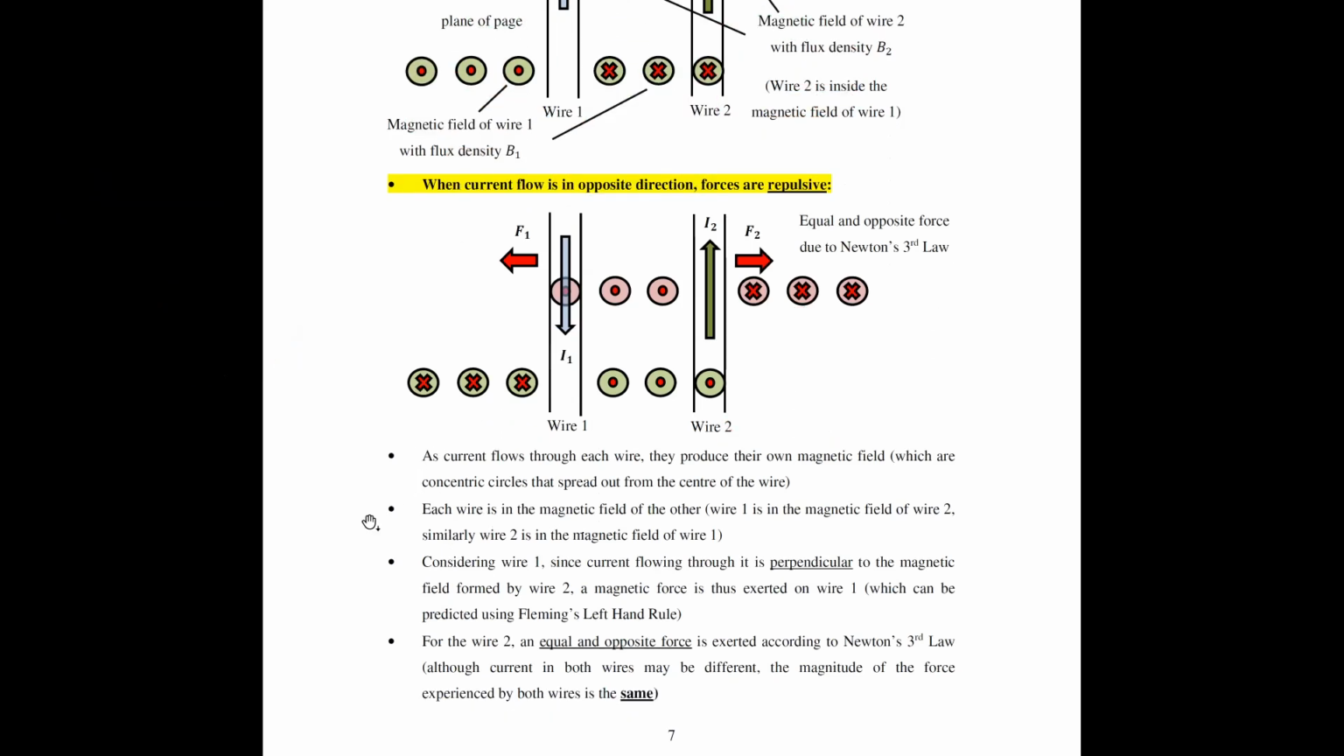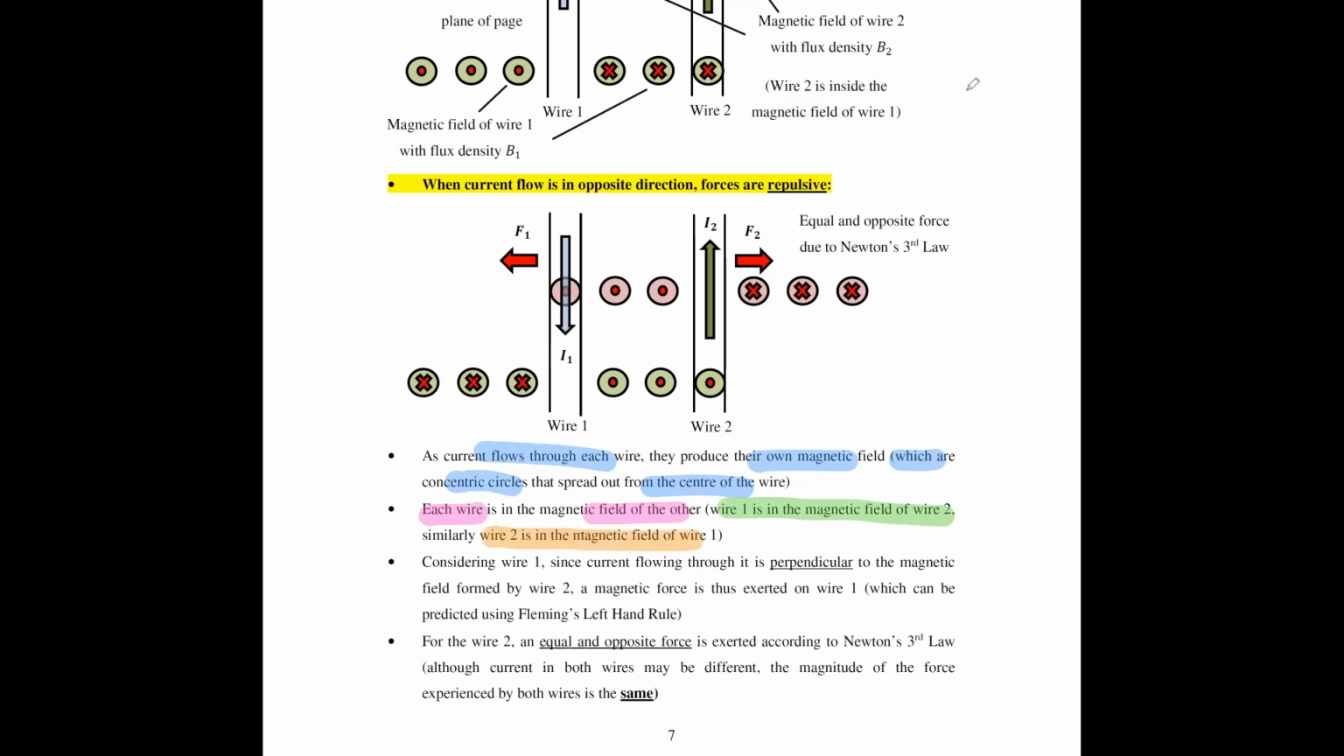So for the rest of the notes here, it's actually just a rehash of what I just mentioned. We'll go through the points one by one. As current flows through each wire, they produce their own magnetic field, which are concentric circles that spread out from the center of the wire. Each wire is in the magnetic field of the other wire, meaning wire 1 is in the magnetic field of wire 2, and similarly, wire 2 is in the magnetic field of wire 1.